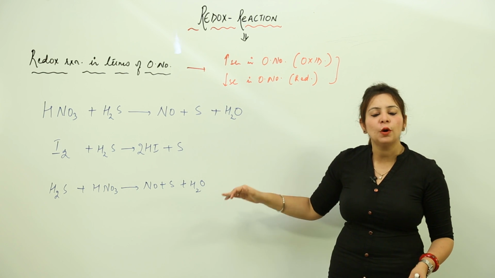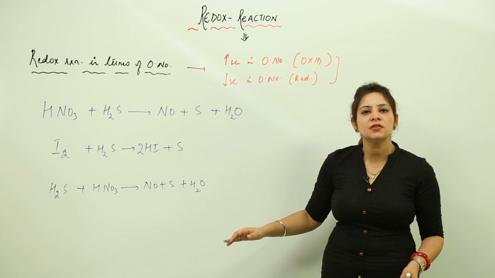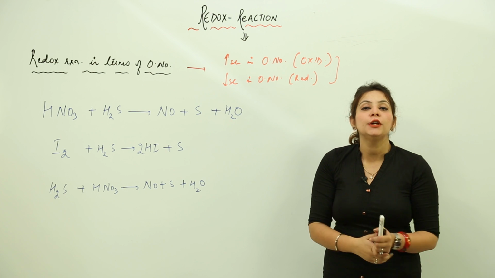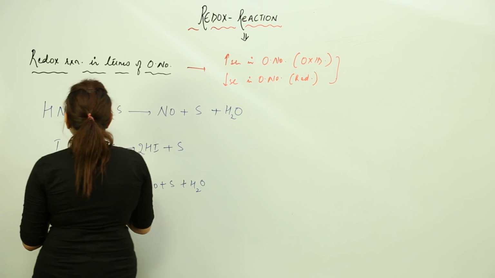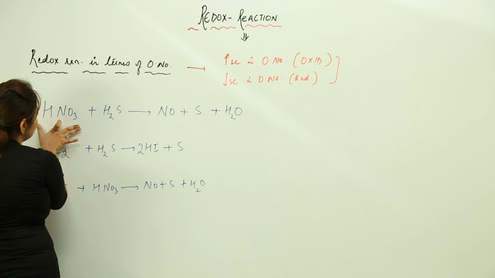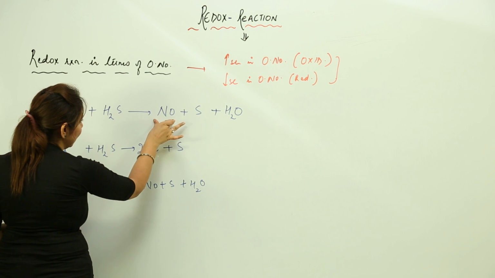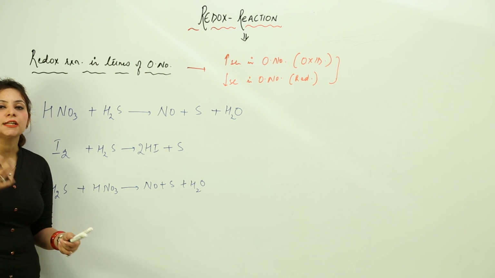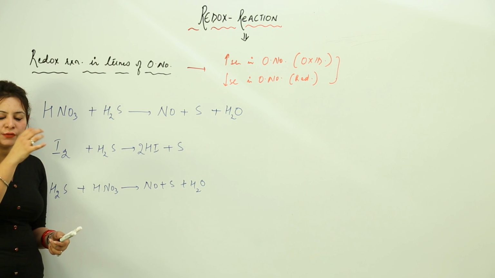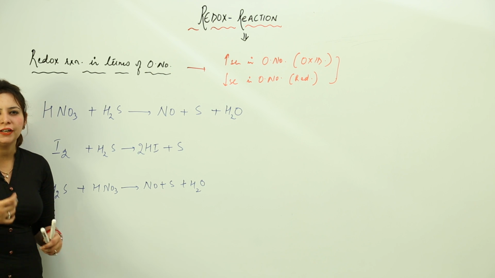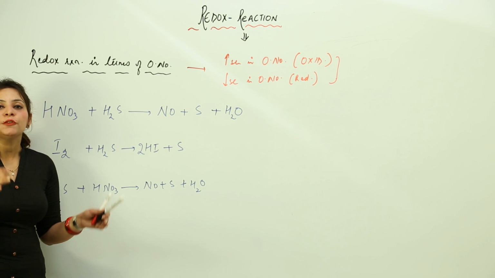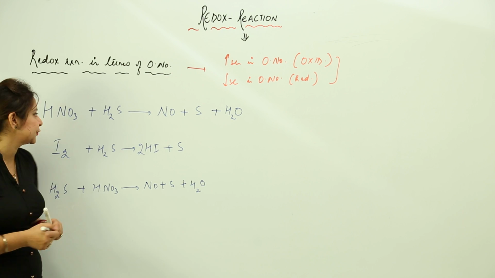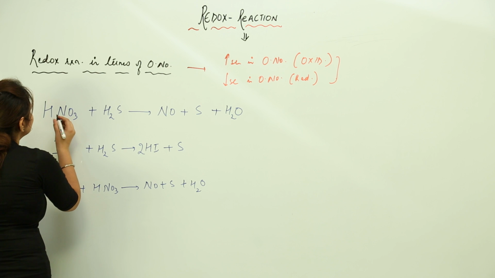Now I have a few problems for you where we will indicate the oxidation and reduction, or the oxidizing agent and the reducing agent, by just focusing on the oxidation number. This is the first question, in which I have HNO3 plus H2S forming NO plus S plus H2O. When you get this kind of question and you need to tell which atom is undergoing oxidation and which is undergoing reduction, first calculate the oxidation number of all the atoms involved in the reaction.